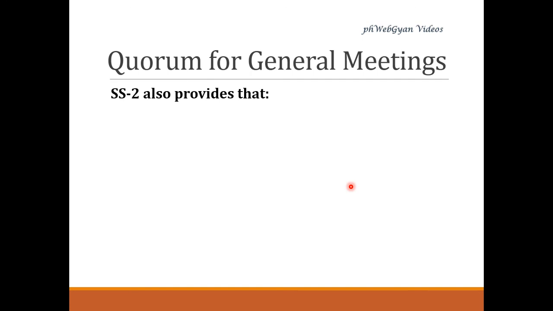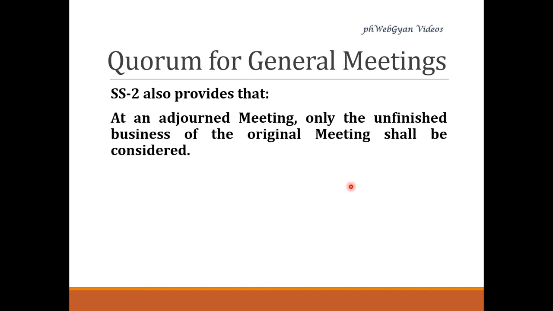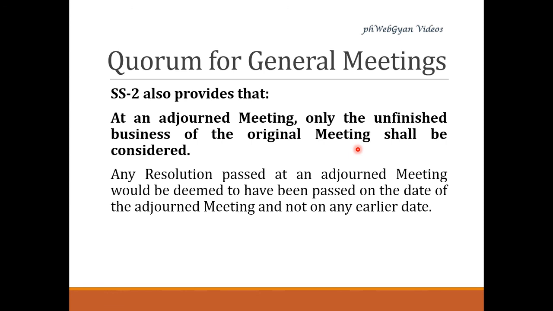Now, one more thing SS2 provides is that at an adjourned meeting, only the unfinished business of the original meeting shall be considered. So, no new business has to be considered at the adjourned meeting. Adjourned meeting is just the continuation of the original one. So, it shall not be deemed as a new meeting. It is just the continuation of the original meeting.